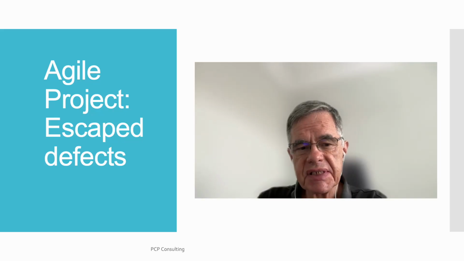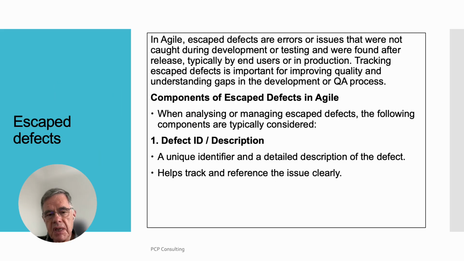Agile project escape defect. In Agile, escape defects are errors or issues that were not caught during development or testing and were found after release, typically by end users or in production. Tracking escape defects is important for improving quality and understanding gaps in the development or QA process.